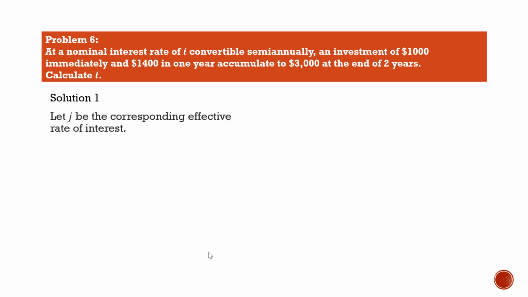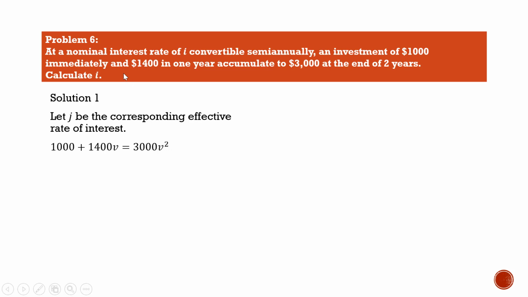So let J be the corresponding effective rate of interest. Here I is the nominal rate, but because the investment is made year by year, not semi-annually, I'm going to call J the corresponding effective rate of interest. And remember, in the lesson on measurement of interest, we are able to find I when we know J.